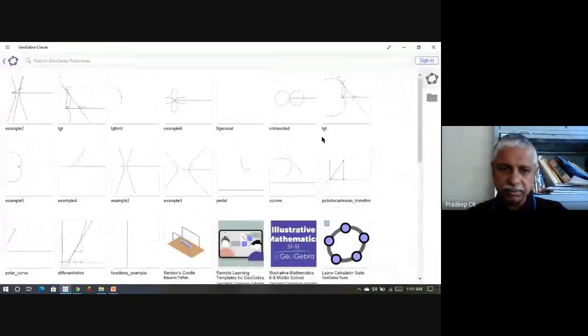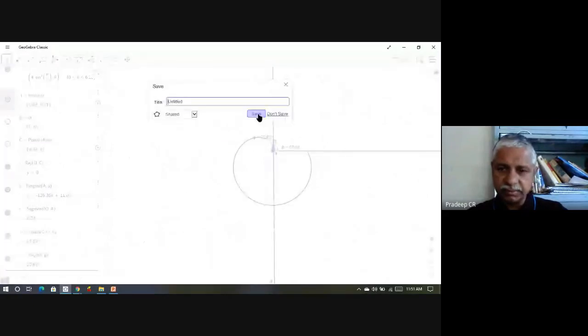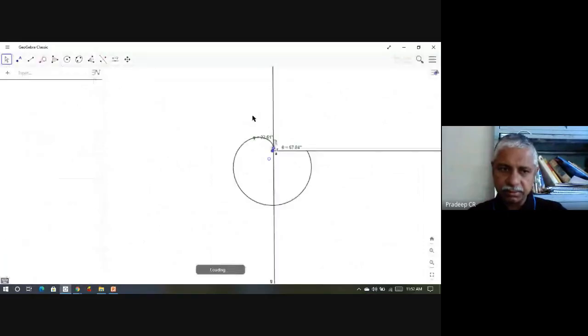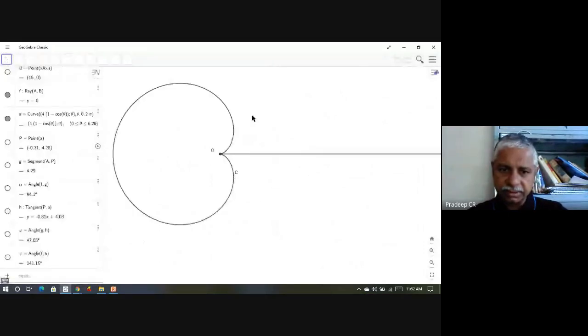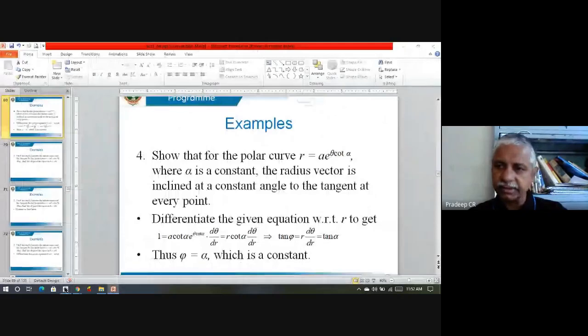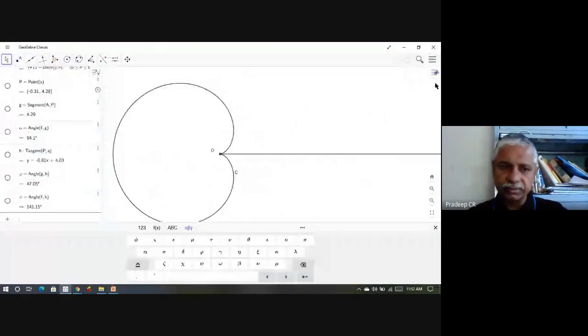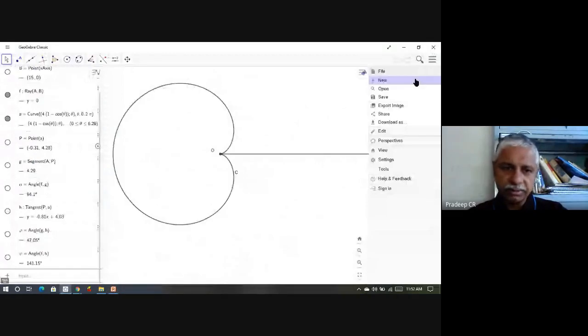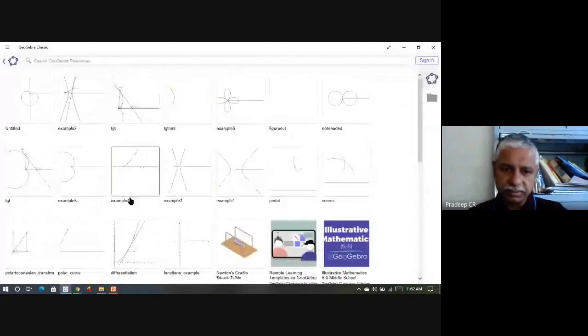This is example 5, I suppose. Is this example 5? One minute. I think we made a mistake. Sorry, this is example 4, no wonder. I saw the curve and I felt it is different. So example 4 is what I want. This will come later. This is example 4.